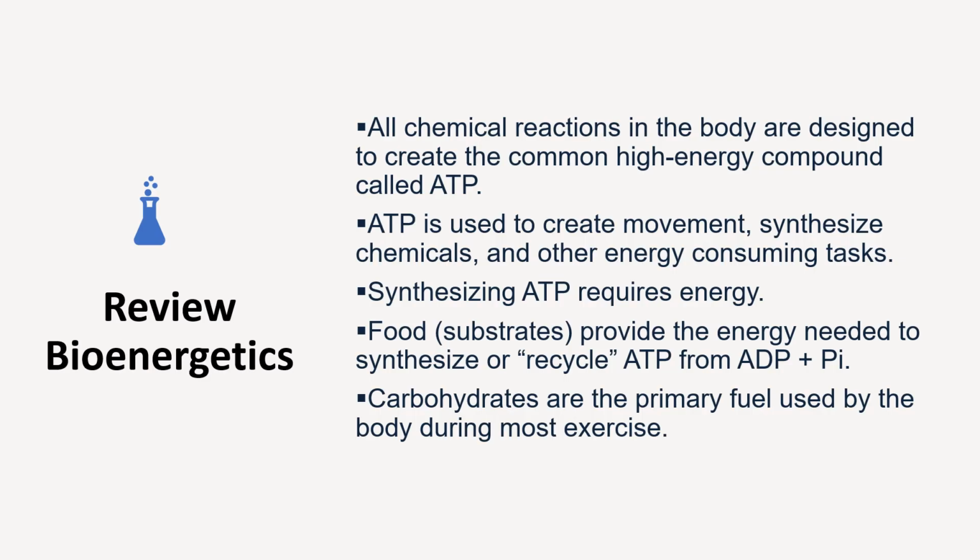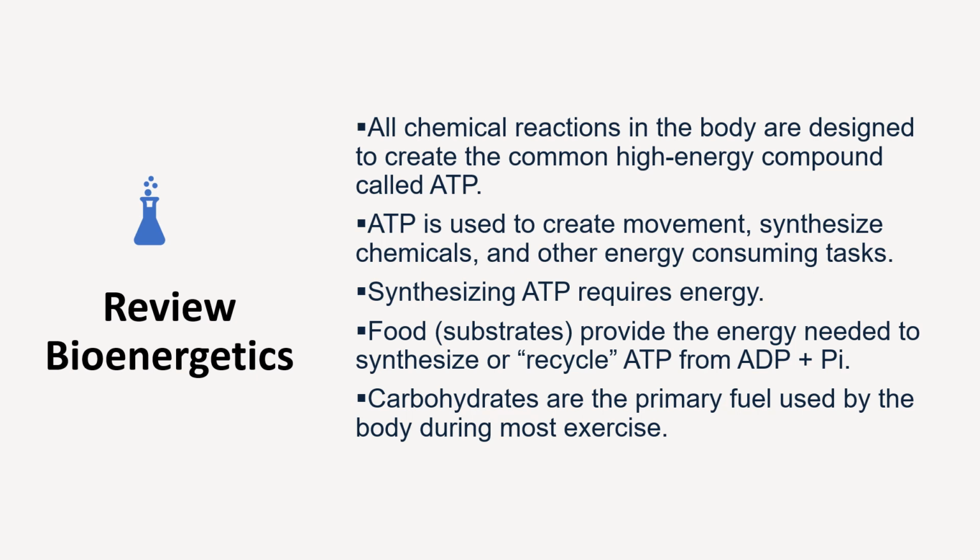So bioenergetics is the study of energy flow and conversion within living organisms. It encompasses the processes by which cells and organisms acquire, store, and utilize energy to perform various biological functions. ATP is the primary energy currency of cells. It consists of adenine, ribose sugar, and 3 phosphate groups. The high energy bonds between the phosphate groups store potential energy. When ATP is hydrolyzed by the enzyme ATPase, it releases 1 phosphate group, resulting in ADP and inorganic phosphate, along with the release of energy that can be used for cellular processes.